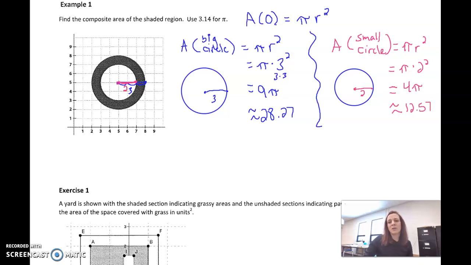Okay. What are we trying to find? We've done all this work. We want the composite area. We want just the area of the shaded region. Okay, so in this case, we're not adding these two on. I'm going to take the area of the whole thing and subtract out the middle.